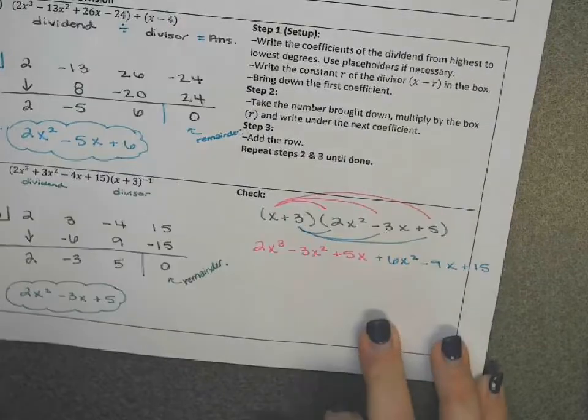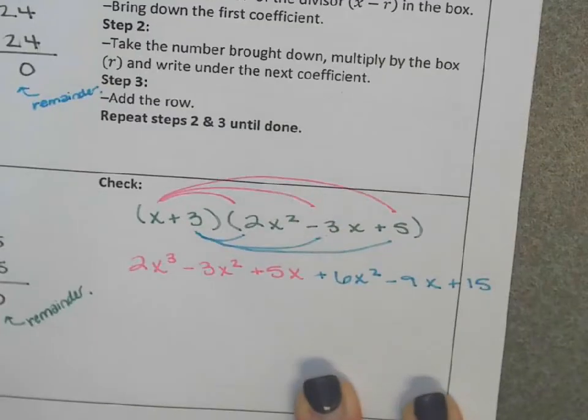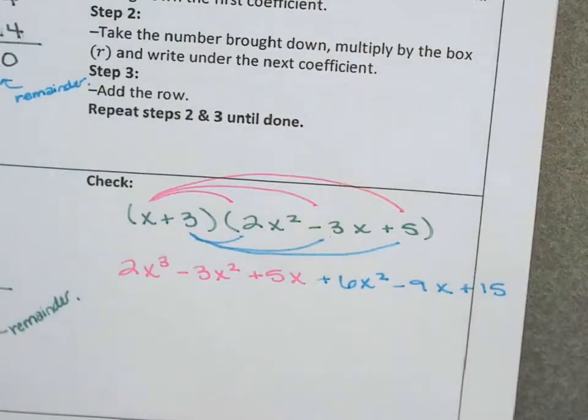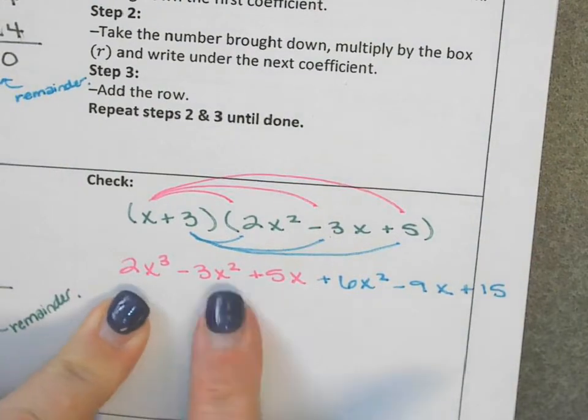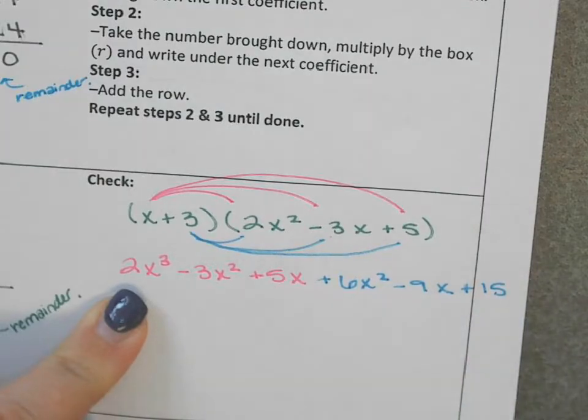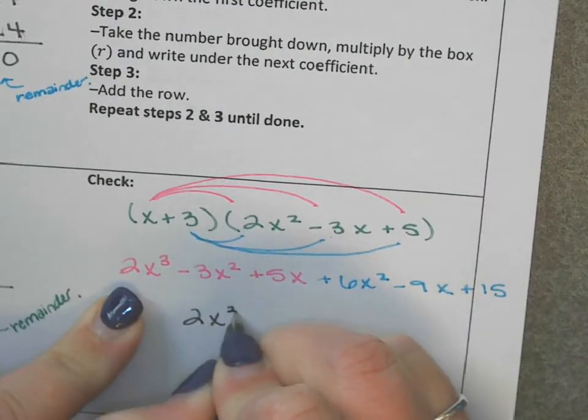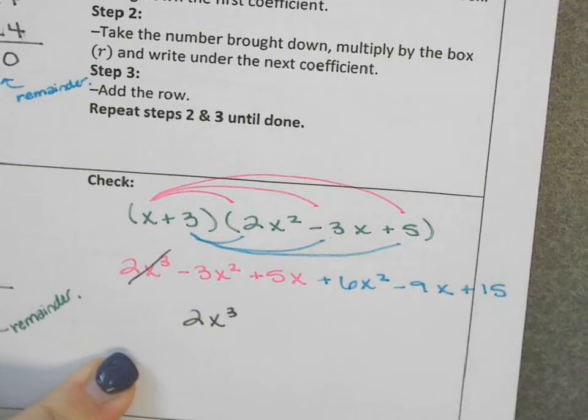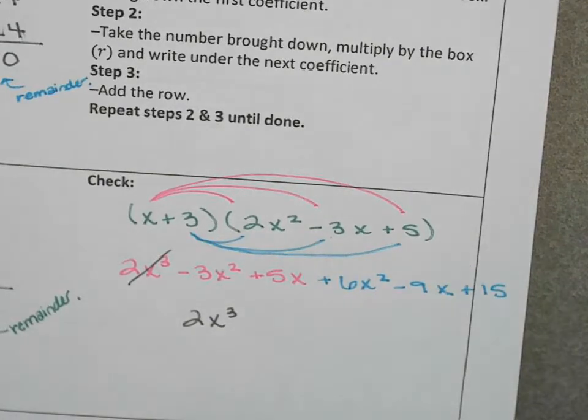And some people really struggled on this on the quiz, so I'm going to zoom in and we're really going to focus on how do I combine like terms. X cubed, there are no other x cubed. That means there are no other like terms. So 2x cubed is the only lonely term. So 2x to the third.